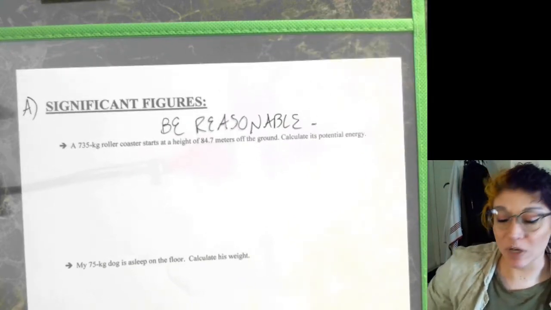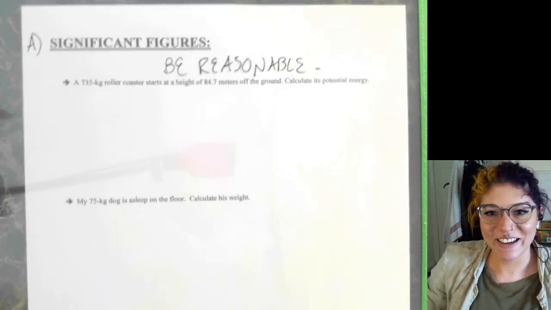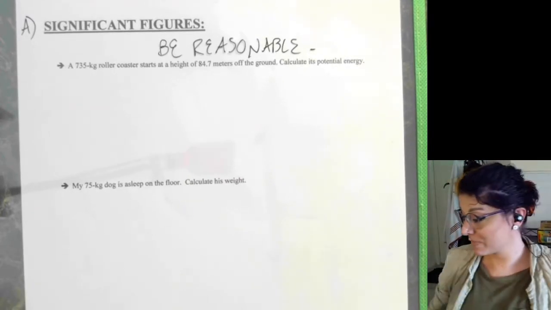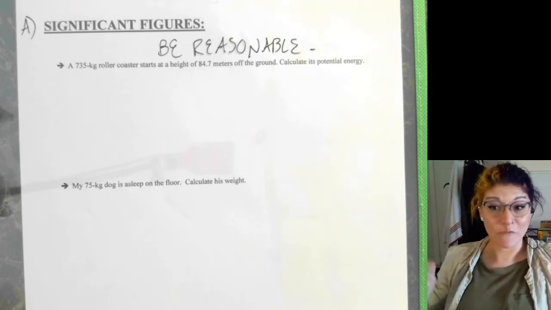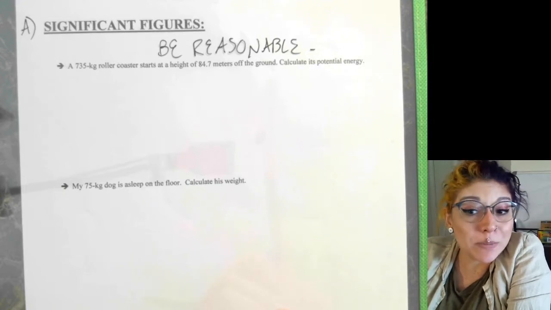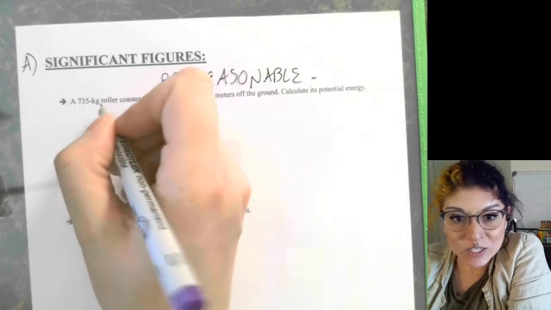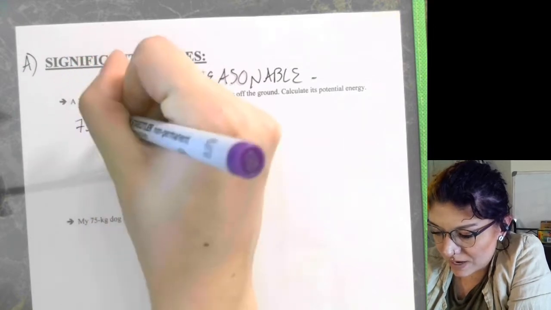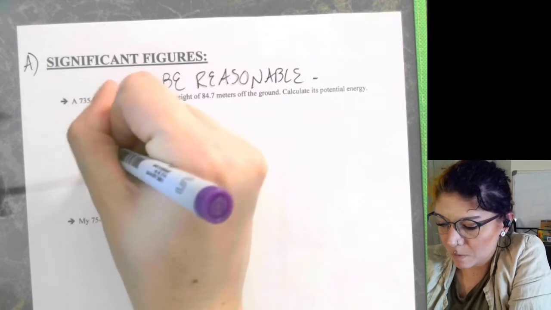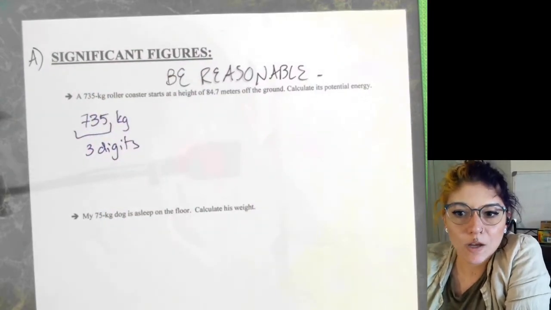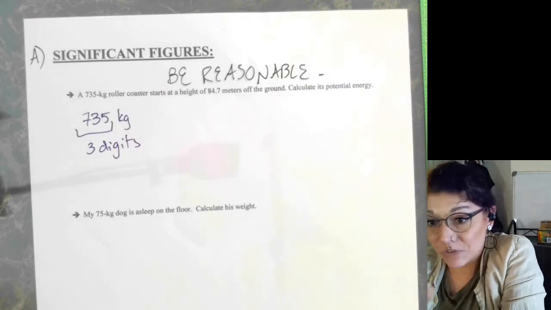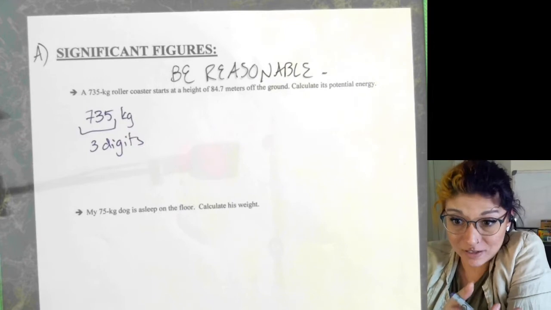Let me show you an example of what I mean here. And I also want to give you a hint for physics problems. For the most part, the numbers that a physics problem gives you, such as this one says 735 kilograms. So, haha, 3 digits, right? For the most part, whatever number of digits they give you, you're going to give back.